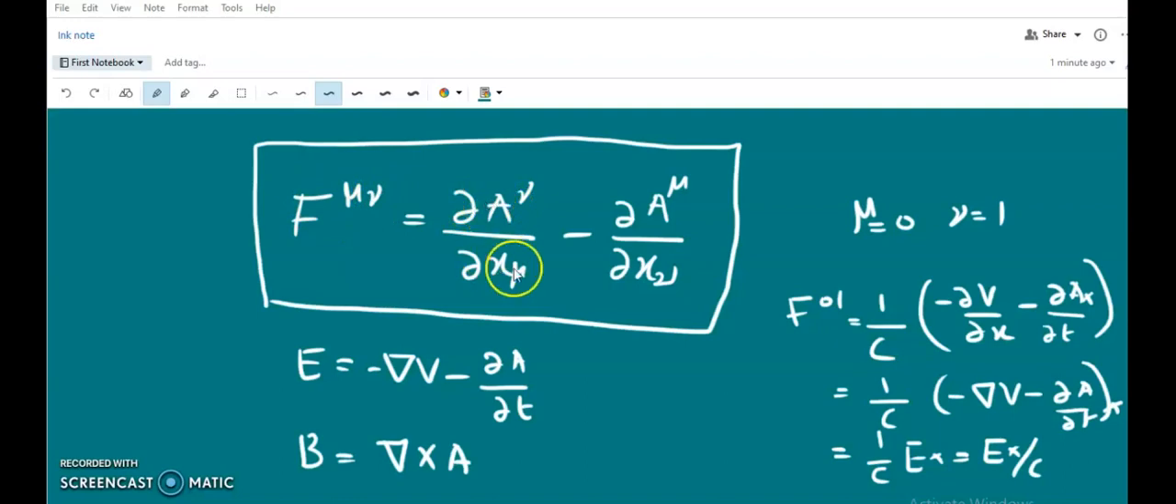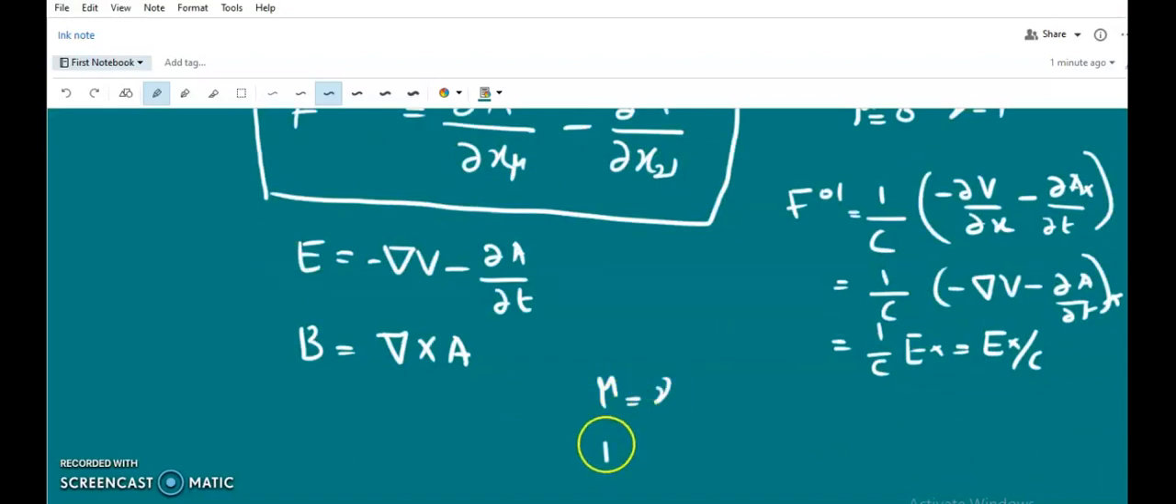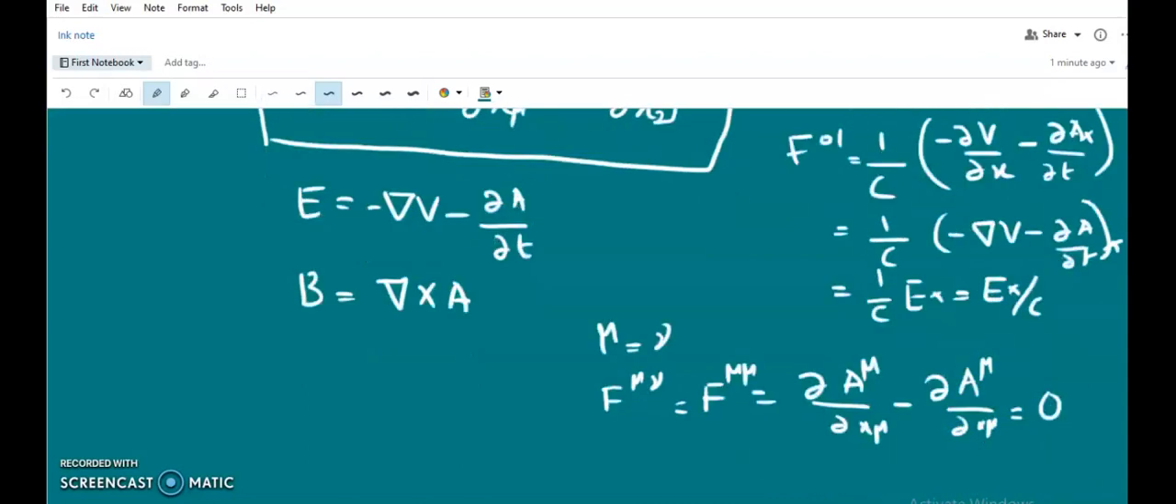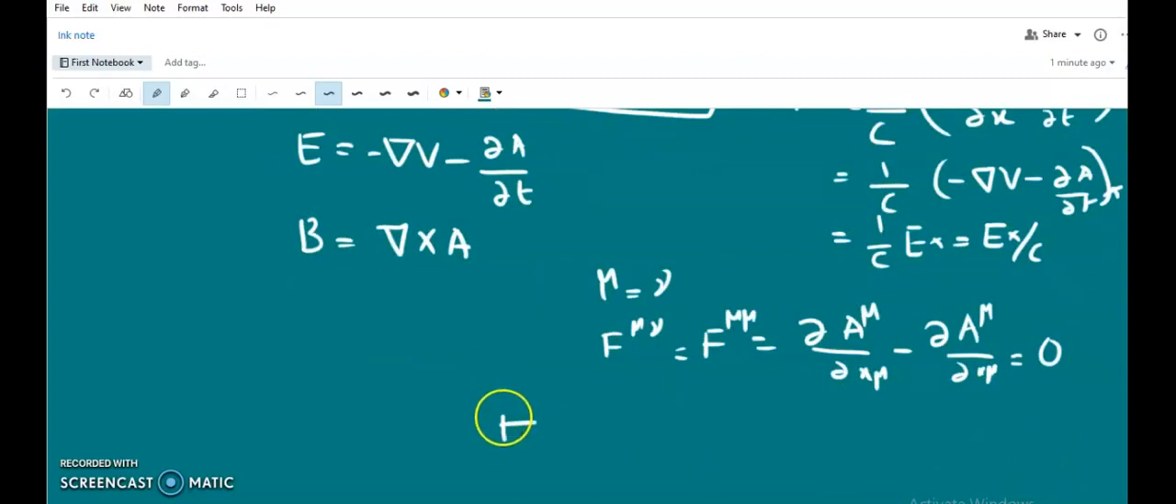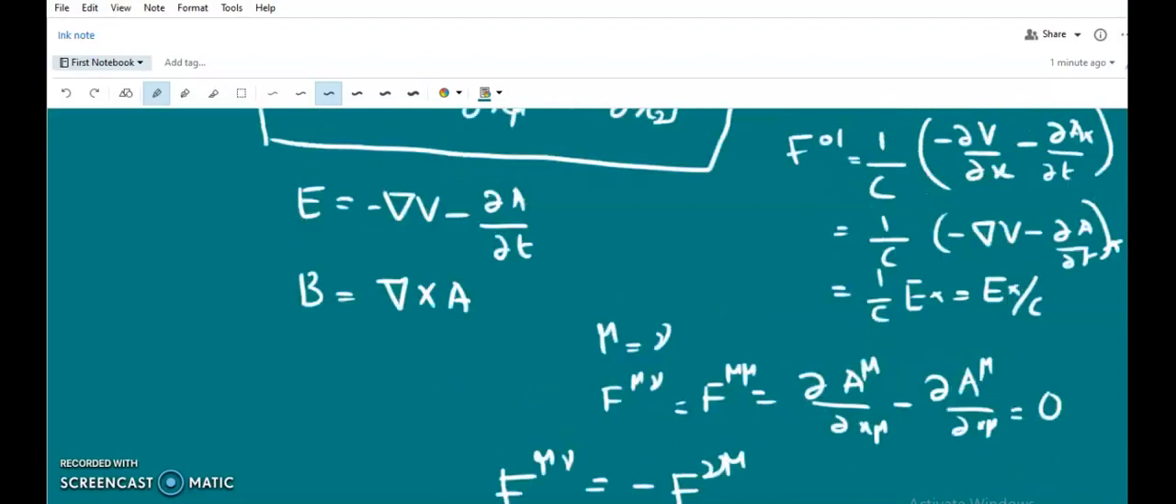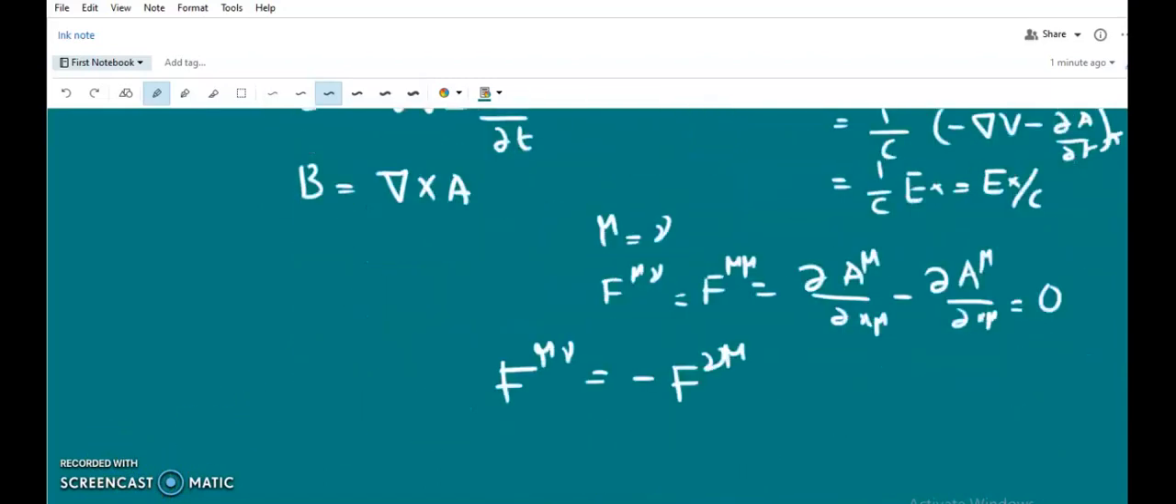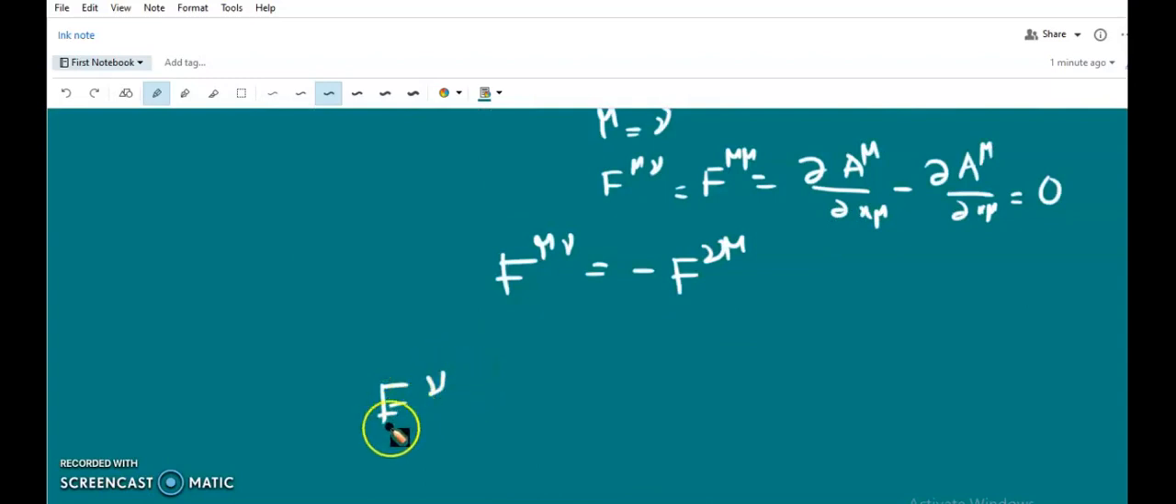When μ equals ν, we know that these two terms will be equal, so F^{μμ} equals 0, because ∂A^μ/∂x_μ − ∂A^μ/∂x_μ equals 0. So all the diagonal elements are zeros, and we can also prove that F^{μν} is equal to minus F^{νμ}. So when we do this for F^{νμ}, we find that it is minus of F^{μν}.